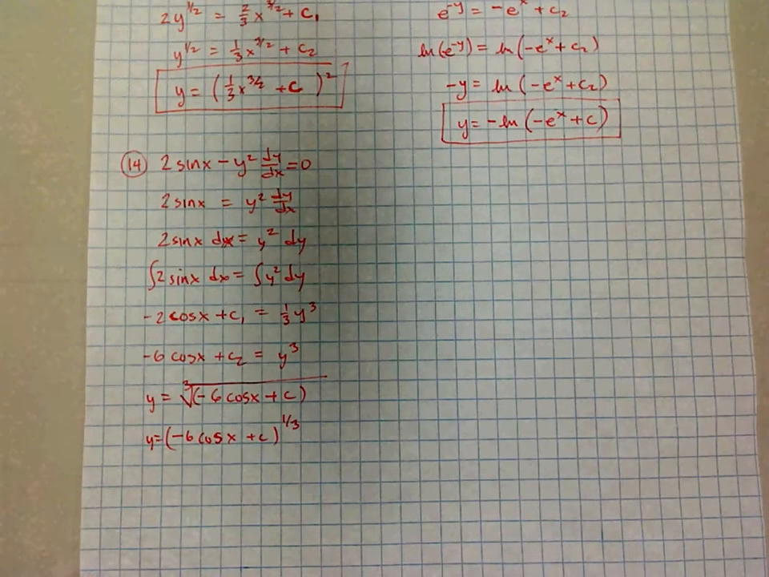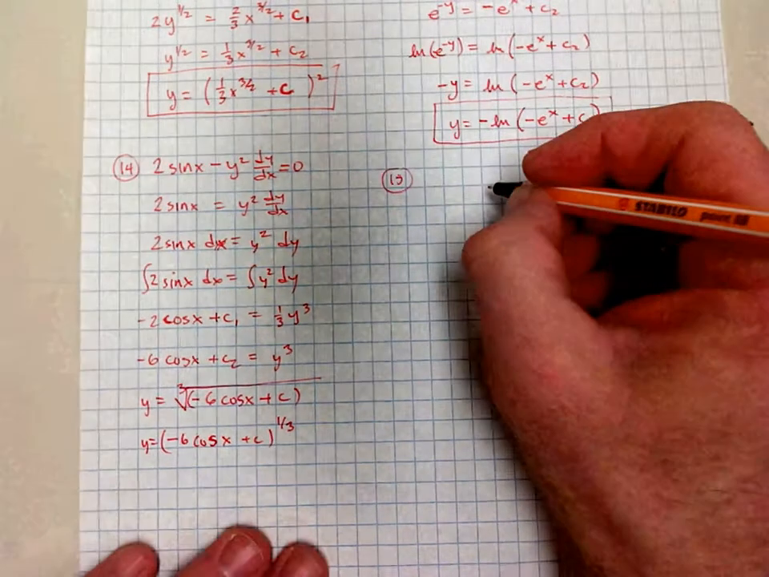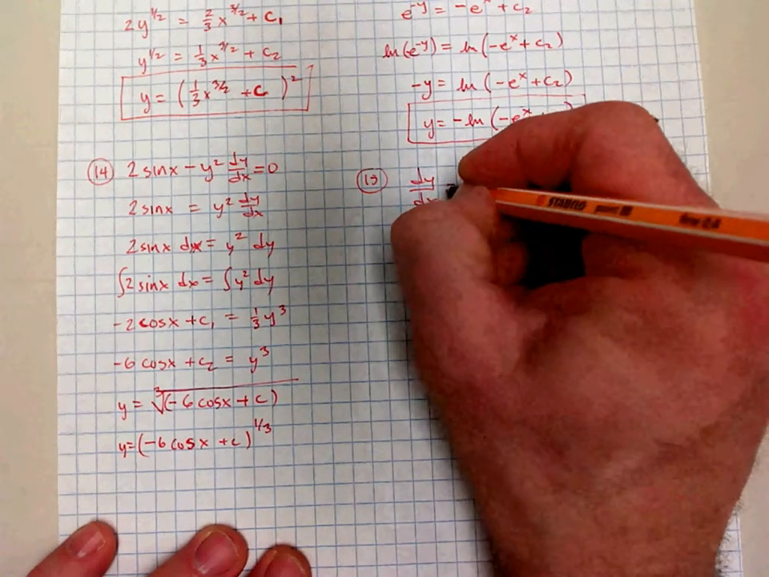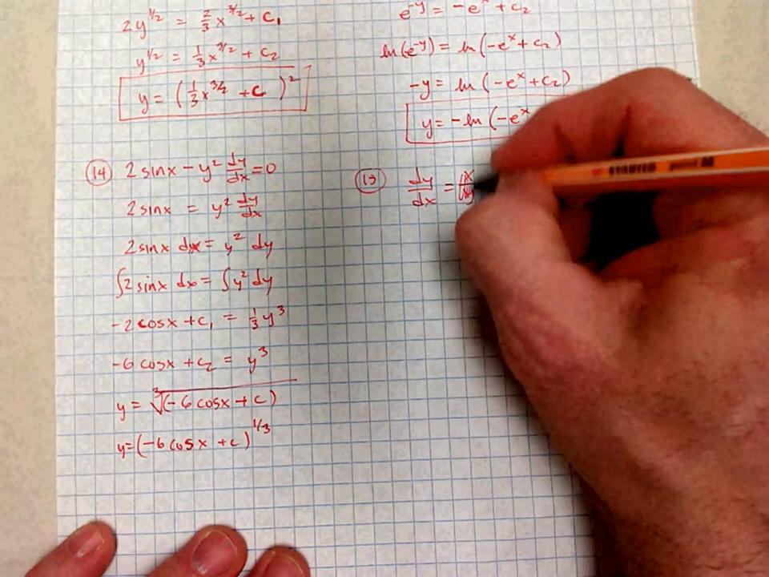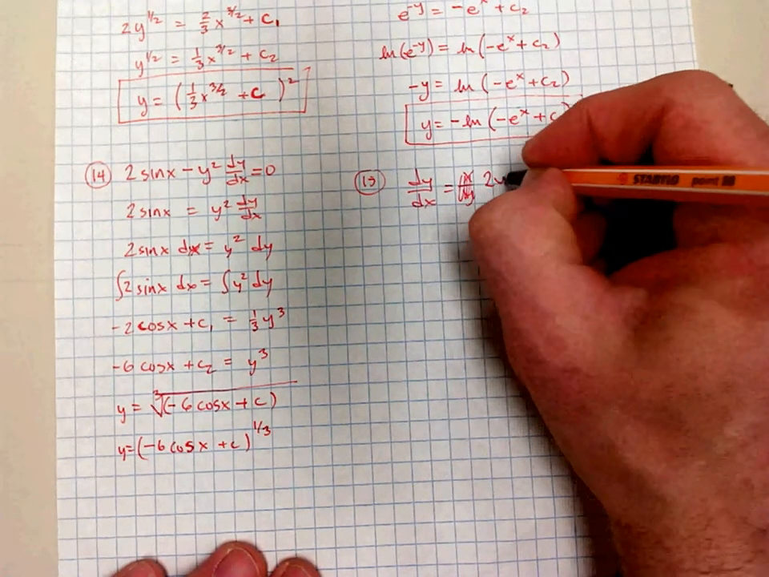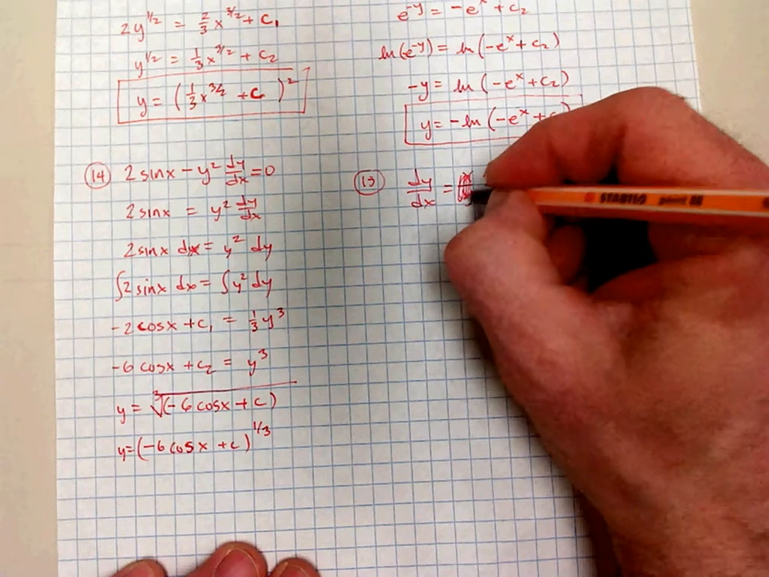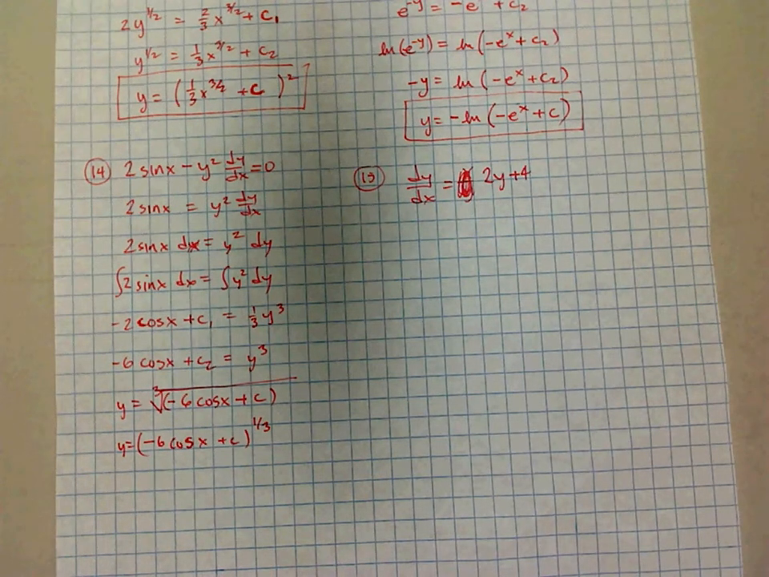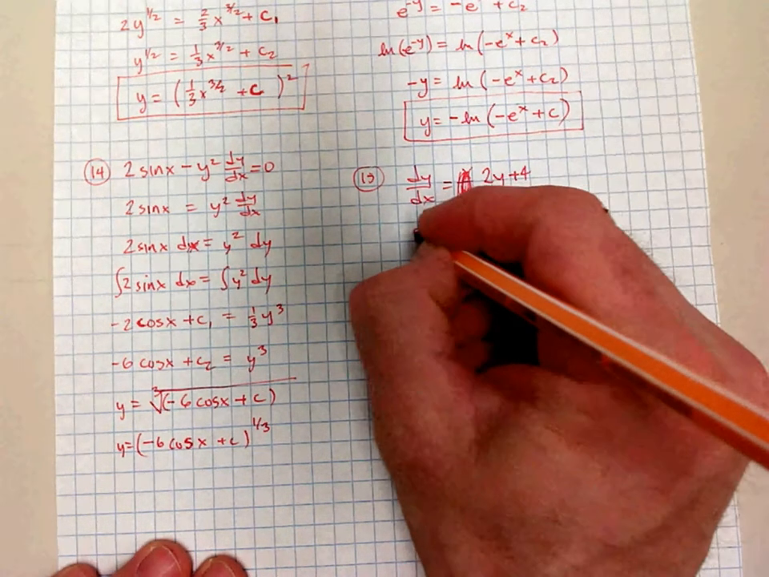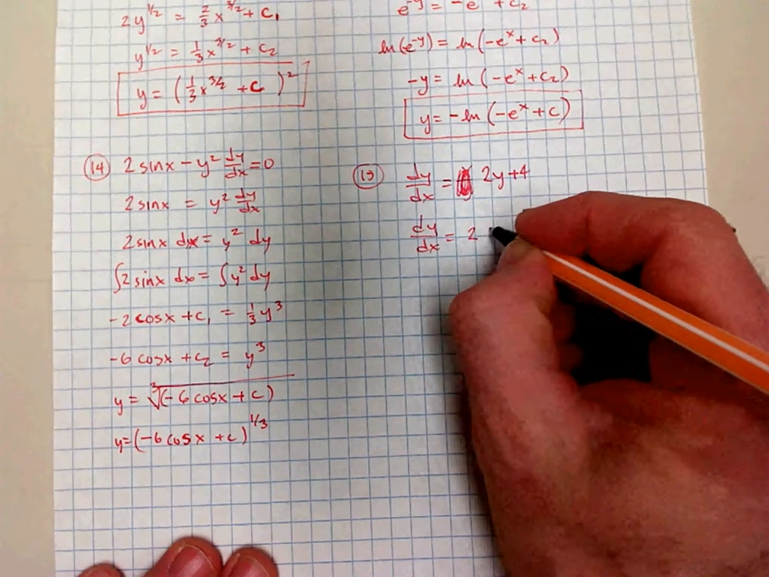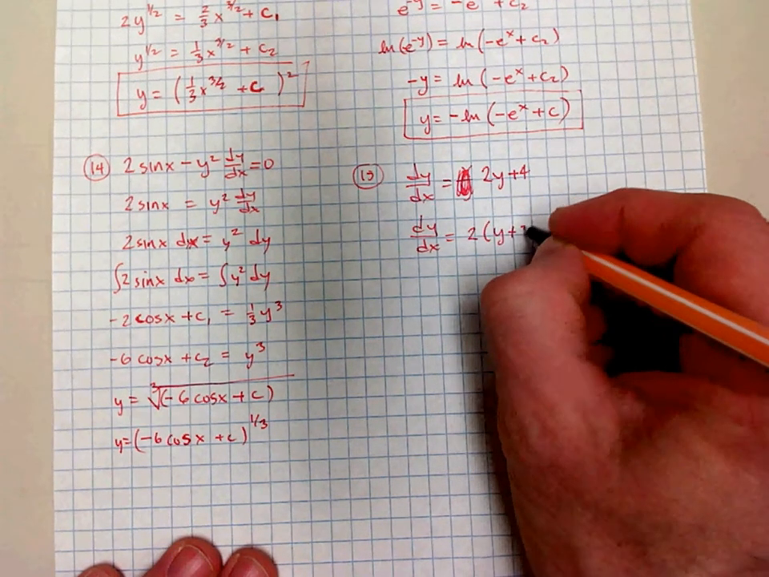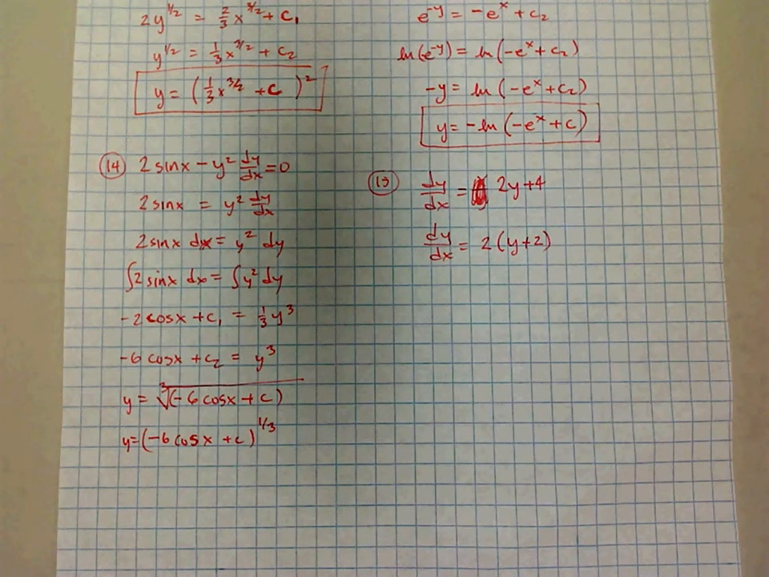All right, let's take a look at number 15. Number 15 says dy dx equals x over y. Oops, I'm sorry, looking at the wrong problem. Looking at the next one down. Equals 2y plus 4. Okay. Now, I do want to change this to a multiplication problem to help simplify this a little bit. This is going to be 2 times y plus 2. Now you see I've got a nice multiplication problem.